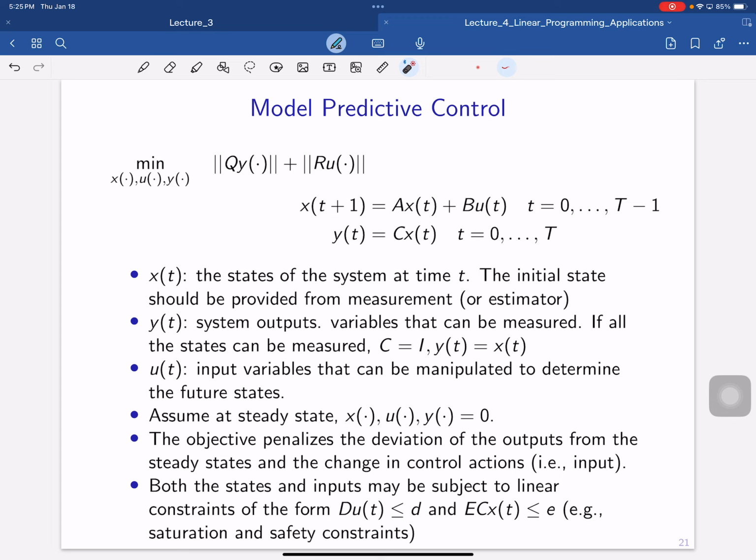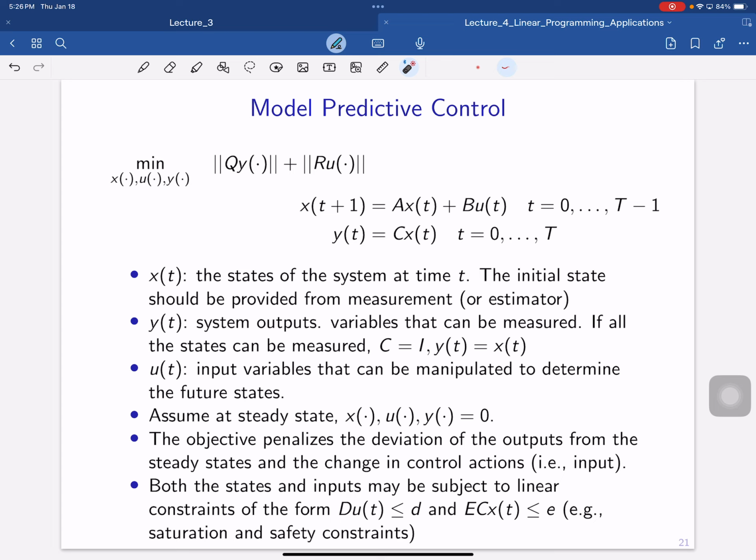For example, you can have some boundaries on the maximum cooling water you can inject into this reactor, right? You cannot inject infinity amount of cooling water into the reactor. That will be a constraint on the manipulated variable. And sometimes you can have some constraint on the state as well, right? For example, if you are controlling a robot, you don't want the robot to hit a wall, right? That will be a constraint on the state.